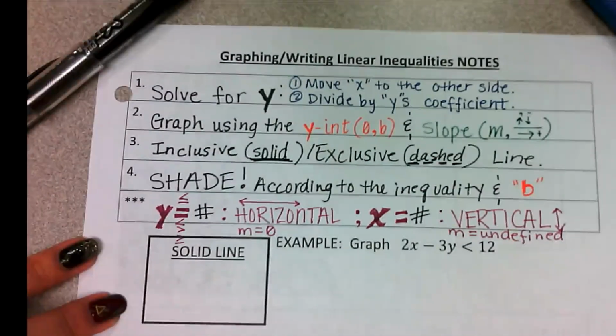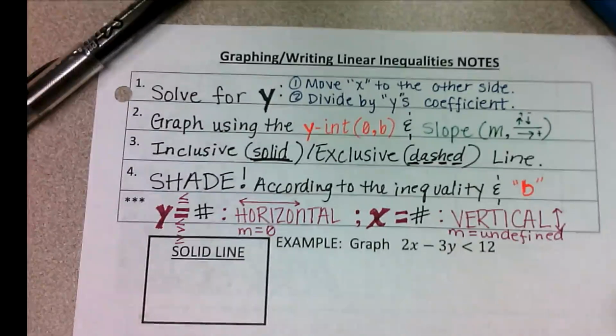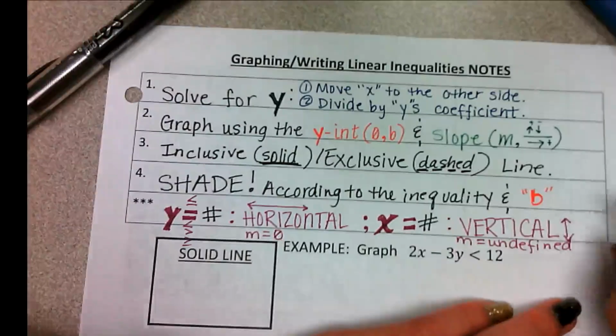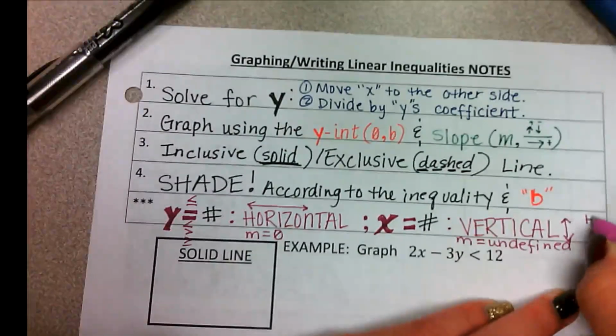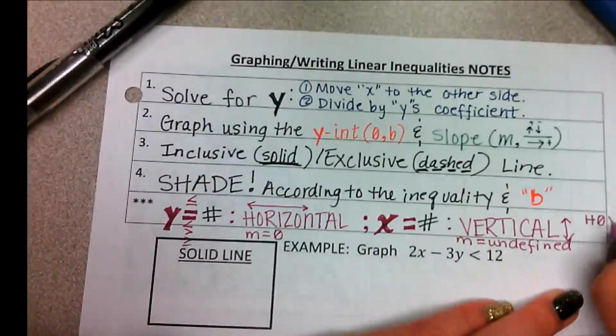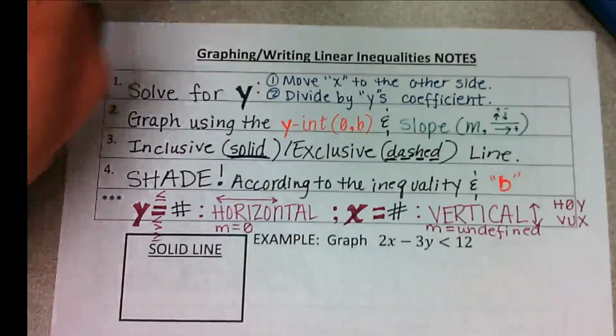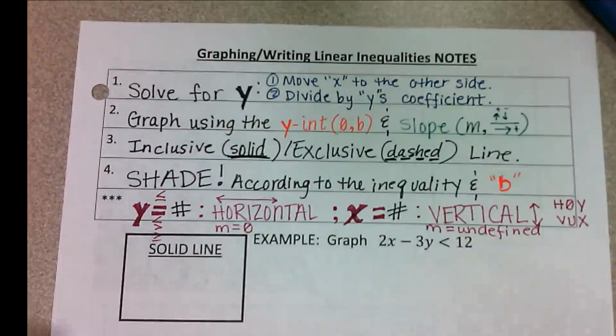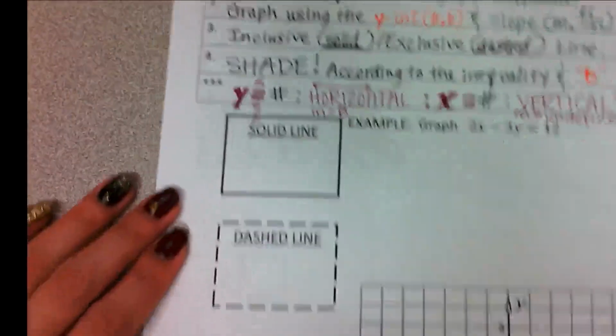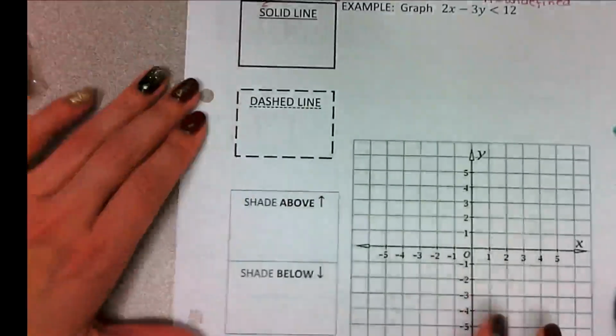All right? This is something that we would refer to with the acronym HOY VUX: horizontal, zero slope, y equals; vertical, undefined slope, x equals. All right? Okay. Now let's go ahead and zoom out just a bit. There we go, and fill these out.